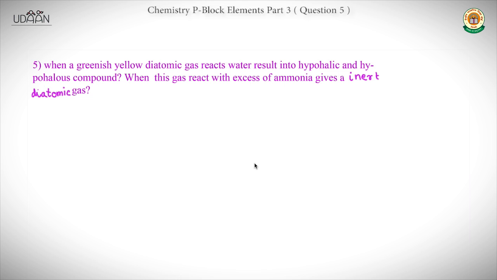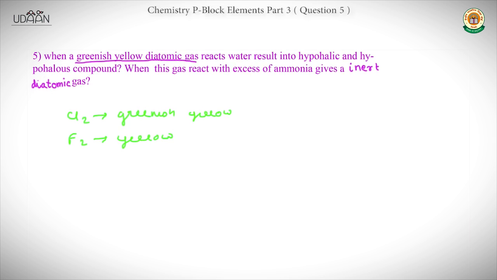Firstly, we have to see that it is given the greenish yellow diatomic gas. So it gives us a hint of Cl2. Yes, it can be Cl2 or it can be fluorine. Fluorine is also yellow, so it can be fluorine also. We have to check it. Yellow and greenish yellow almost look similar, so we have to check it.